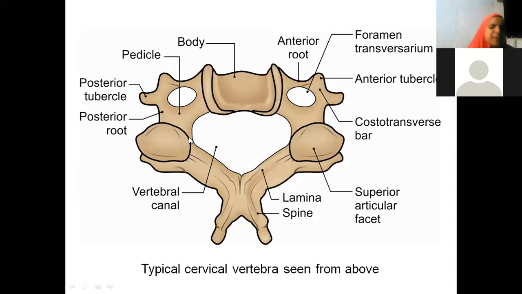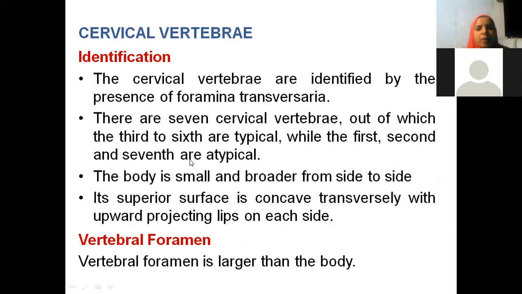See here, beta. Basically, we have 7 cervical vertebrae. Among them, usually we have typical and atypical. The meaning of typical is if they have same features, then we usually call it typical. So third to sixth cervical vertebra are physically similar. Hence they are called typical cervical vertebrae, whereas C1, C2 and C7 have specific features and they are called atypical.